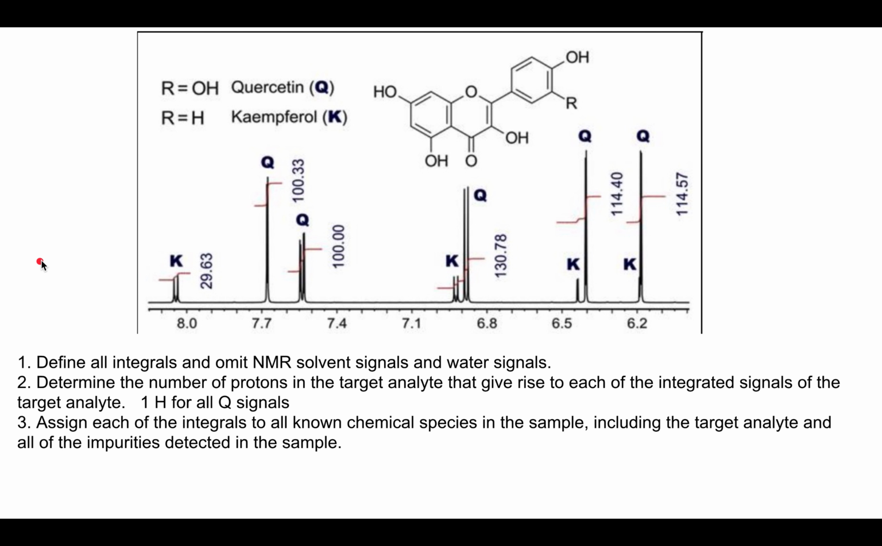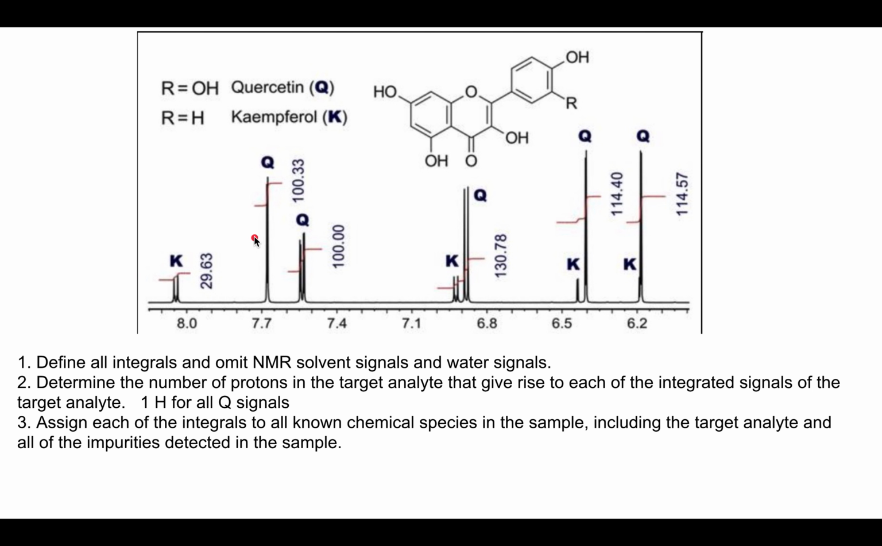Step 2 says to determine the number of protons in the target analyte that give rise to each of the integrated signals of the target analyte. So everywhere you see a Q, we need to determine the number of protons that give rise to the signal on the spectrum. And I'm going to tell you now that each time you see the letter Q, the signal that corresponds to the letter Q is made up of 1 proton.